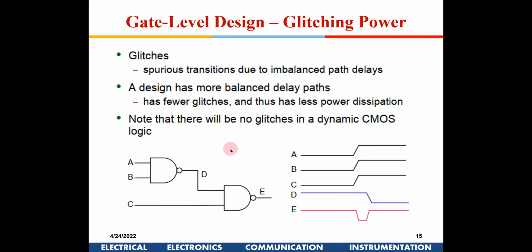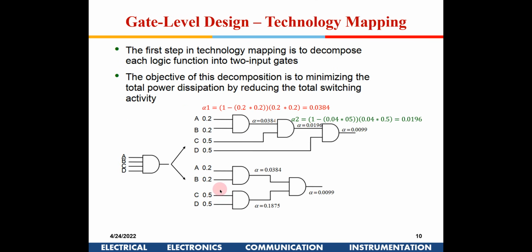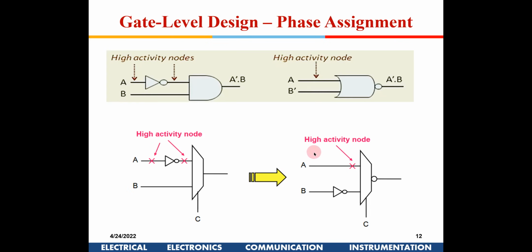And there is something known as a glitch. Now I said initially that we can reorganize the gates like this for low power, but we need to be careful about the glitch. This should not result in a glitch, and now we will see what a glitch is.